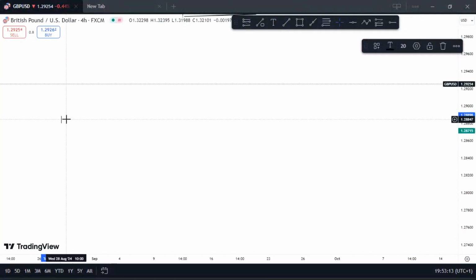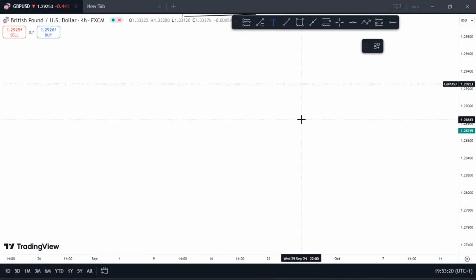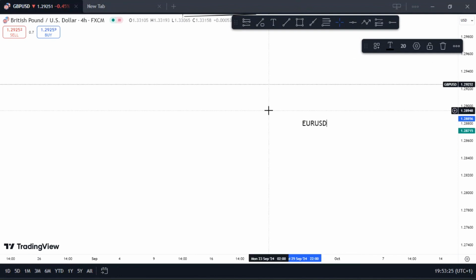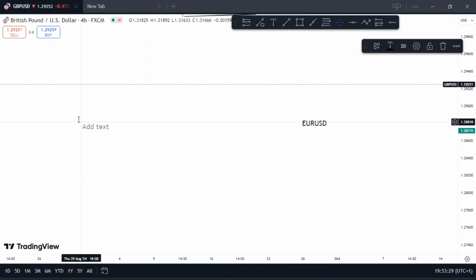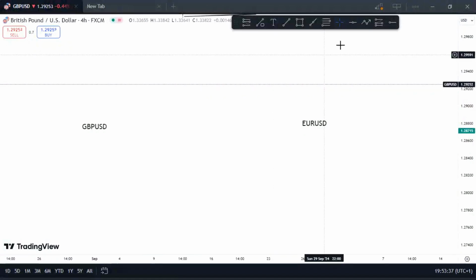So we have GBP. Let me use caps lock. GBP USD, right? For instance, and then here we have Euro USD, EUR USD, right? So now basically what we're going to be doing is what we call correlation, right? So like I said, correlation is when you have two pairs moving in accordance.